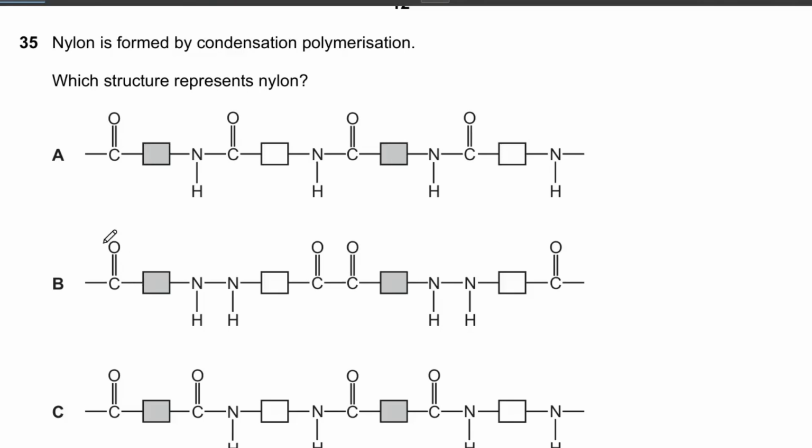Look at option A. This is wrong because it's supposed to be between dicarboxylic acid and diamine. So this is not dicarboxylic acid. It's wrong. Likewise, B also is wrong. This is not a dicarboxylic acid. But our correct answer is C.